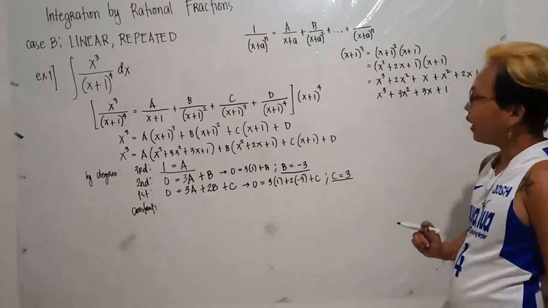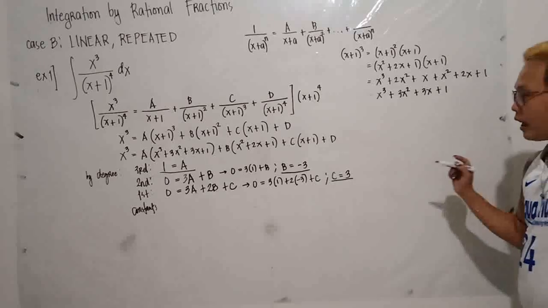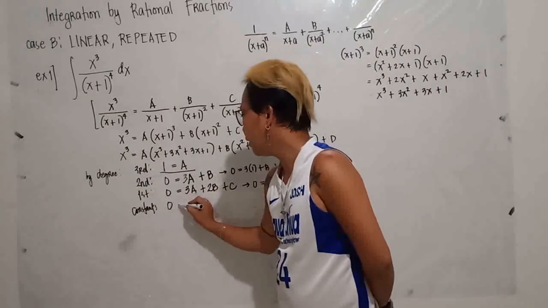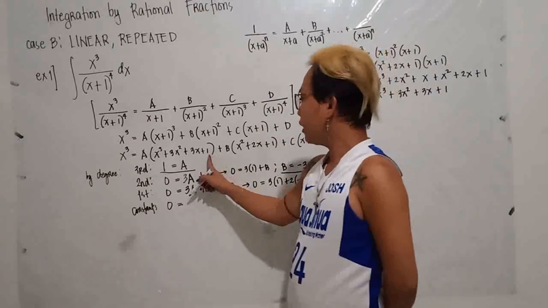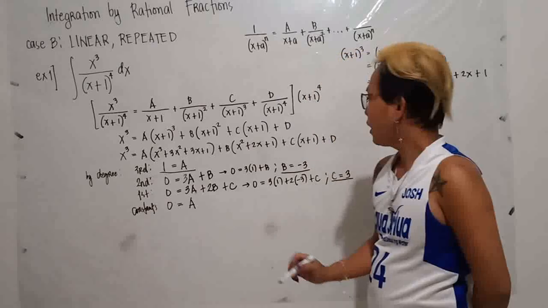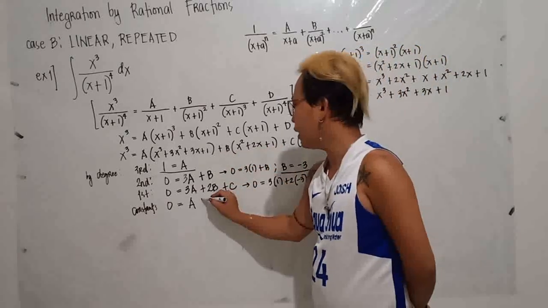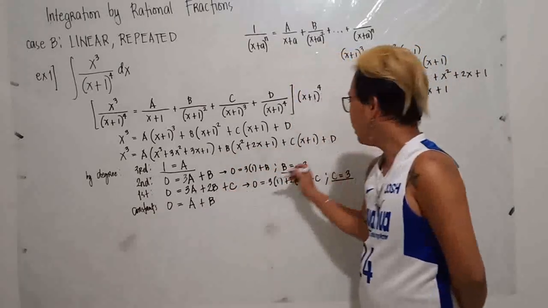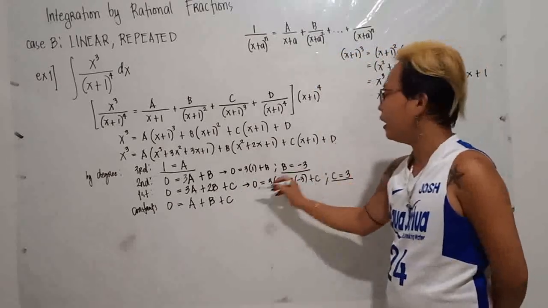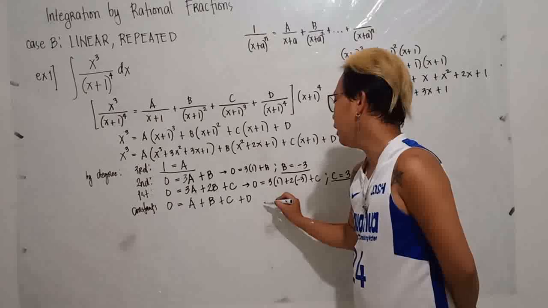So you will have the value of c. Then the last is the constant. You do not have your constant there, so that is 0. So ang constant dito is 1 multiplied to a, so that is a. Constant dito is si b, so that is b. Constant dito ay c. Then the constant here is d.